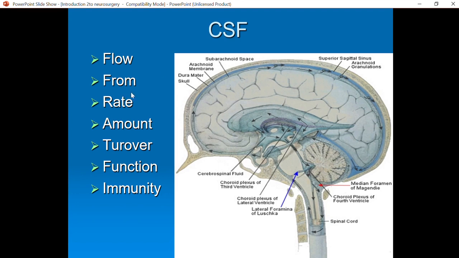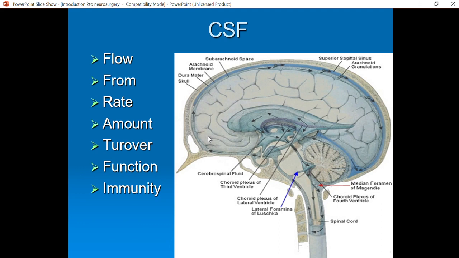The rate of secretion of CSF is around 18 ml per hour. That means around 450 ml per day. The actual amount of CSF present at any time in the cranial cavity and in the spinal cavity is around 150 ml, 75 in the cranial cavity and 75 in the spinal cavity. That means the turnover of the CSF is 3 times. 3 times it's secreted and reabsorbed every day.